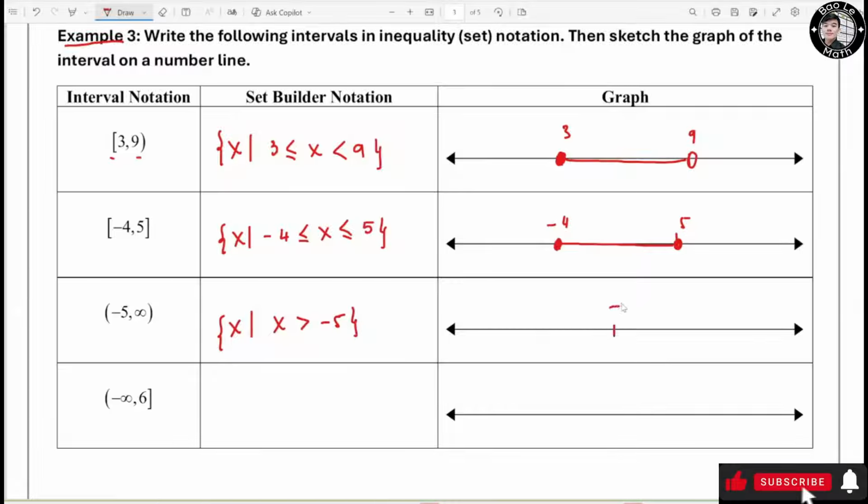Alright, so we put negative 5 here. It's all the way to the right, right? Right here you put an open circle. The last one, all values of s such that s is less than or equal to 6. So 6 right here, it should go this way. And right here you put the closed circle, right?